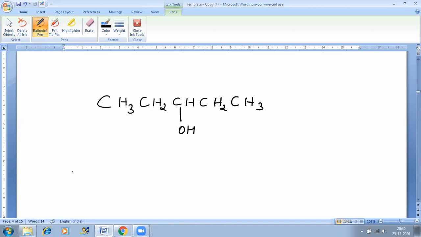So start numbering. 1, 2, 3, 4, 5. Also start from the other end and check. So 1, 2, 3, 4, 5. Now here it doesn't make a difference because the number is the same irrespective of the side that you choose to start the numbering. In that case, anything can be chosen. Either you go this way or you go this way. Both are giving you the same position of the carbon atom which has OH attached. So it's the third carbon atom here.